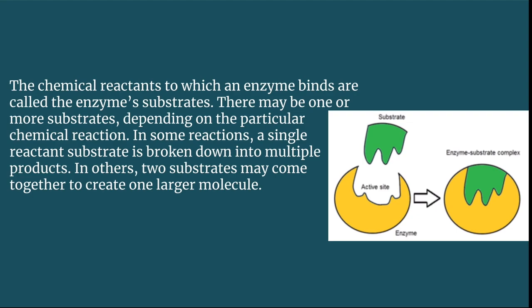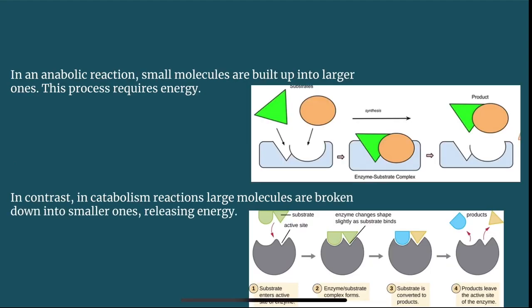enzyme substrate complex. For example, in an anabolic reaction, small molecules are built up into larger ones, and this process does require energy. As you can see in the picture, you start off with the triangle and the circle, and they bind with the enzyme. That enzyme binds them together, and you end up with a larger product.